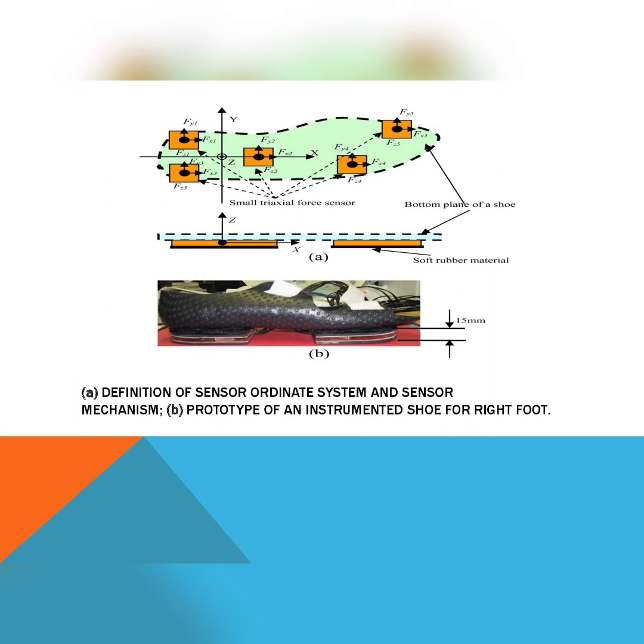So these are my 5 small triaxial force sensors, which are placed at the bottom of the shoe under the soft rubber material, which is about 15 millimeter in size. The second diagram, that is B, shows the prototype of an instrumented shoe for the right foot.